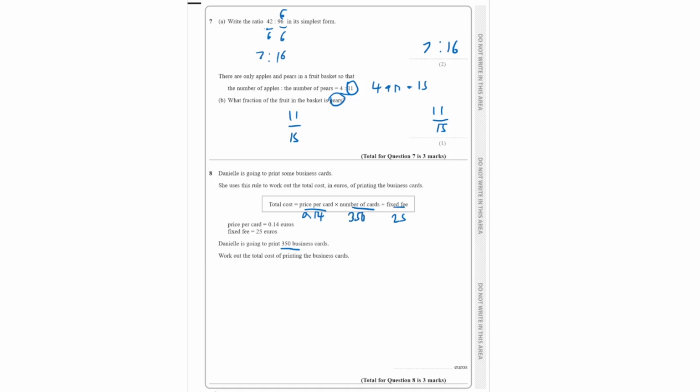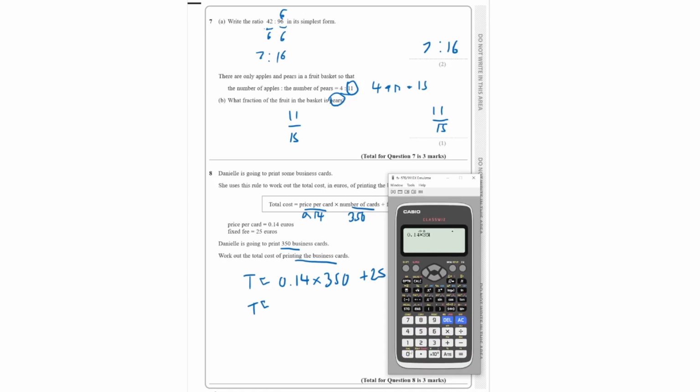Write down the total cost of printing the business cards. We can see here that total cost is equal to price per card, which is 0.14, times number of cards, which is 350, plus 25. We can actually put this into a calculator to find our answer.